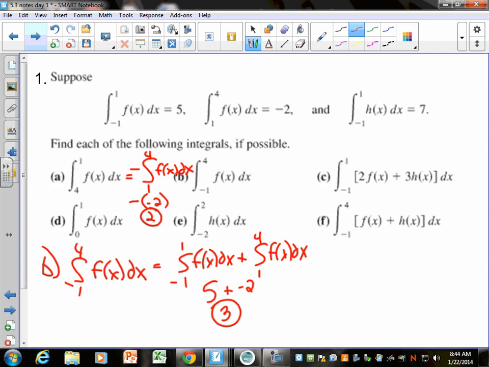I would just say, oh, I can pull the 2 out, and then I could take the value of the integral of f of x, which is 5, plus I could pull the 3 out and take the value of h of x, which is 7, because they've already done the area part, right? They've already found the integral. I'm just using the property. So it would be 10 plus 21, which would be 31. Questions on that?